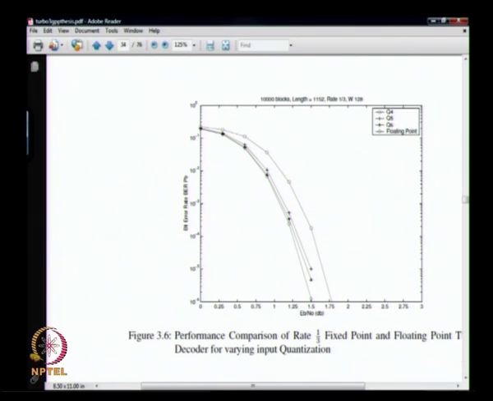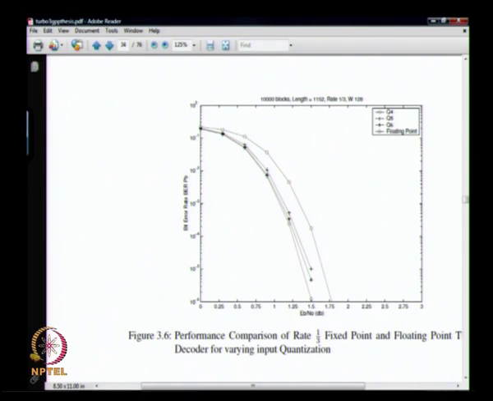So he has got Q4, Q5, Q6. I don't know what it means really, but 3 different ways of quantizing the received values. Maybe it is not 4 bits. Maybe there is a common 3-bit part and then 4 bits on top of that, and then another 5 bits or another 6 bits, something like that. So 3 different quantizations and then floating point.